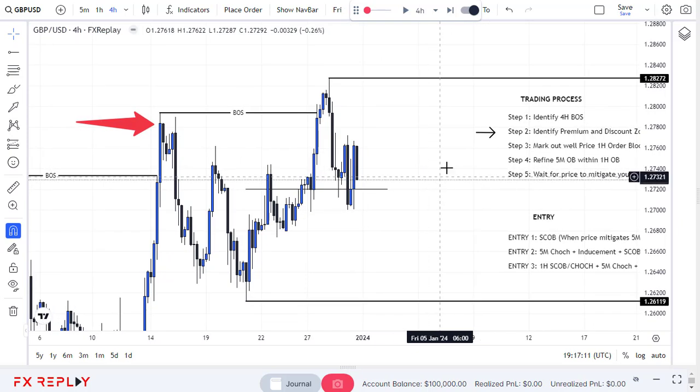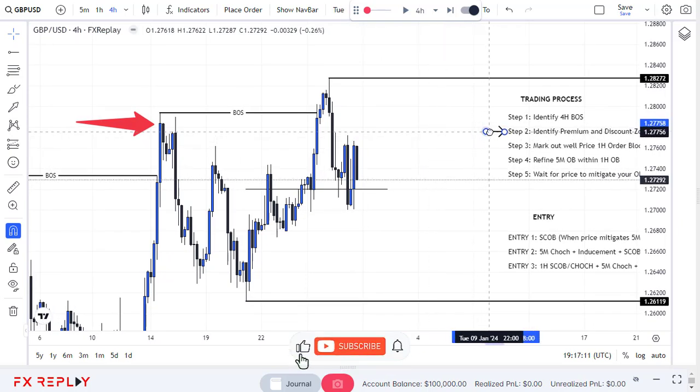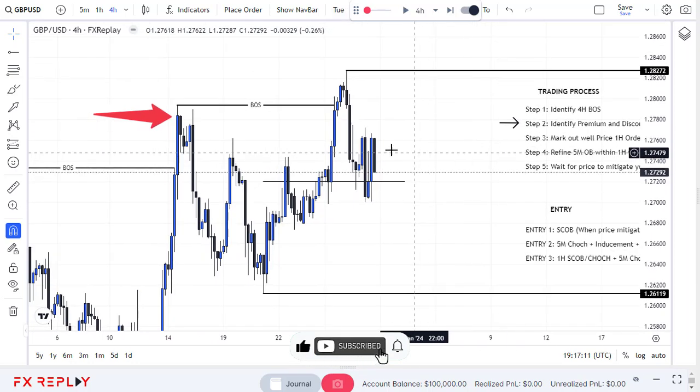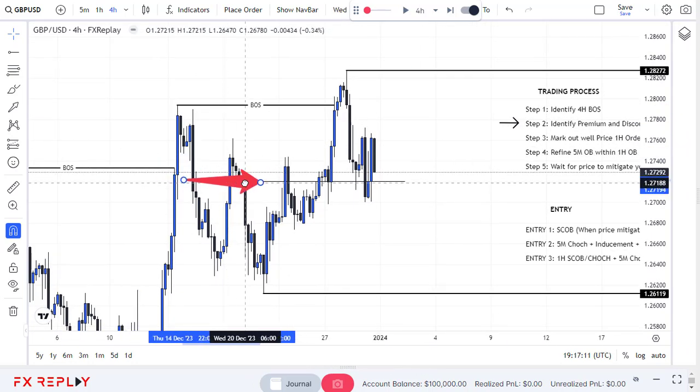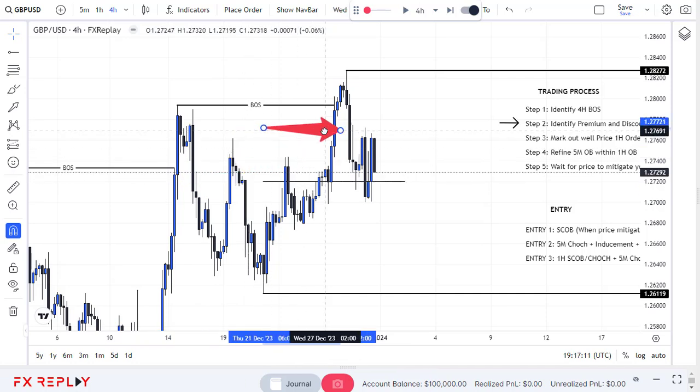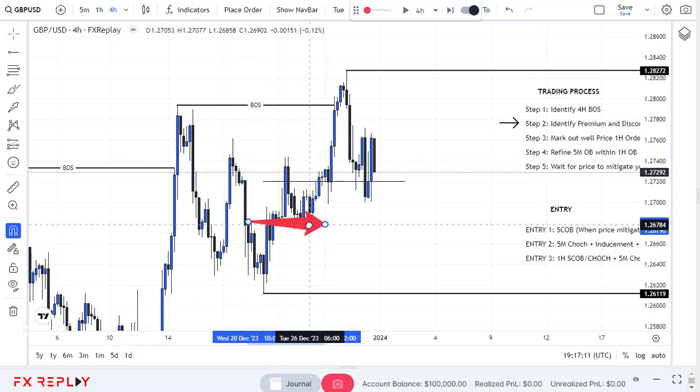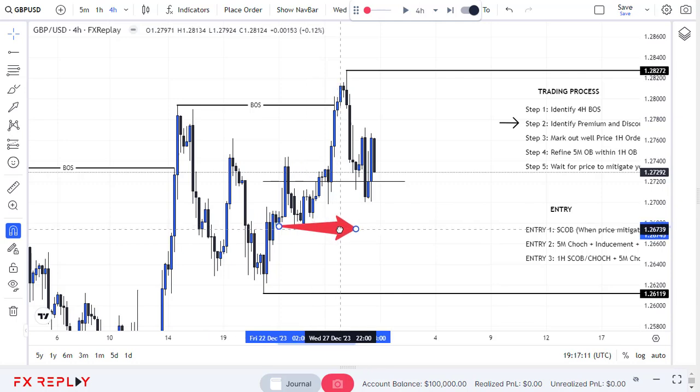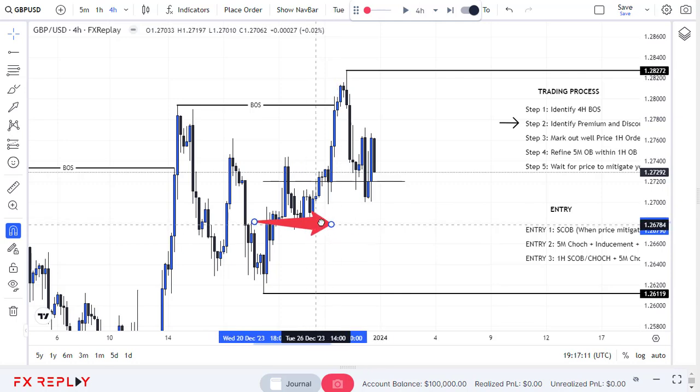Okay, now we've done step 2. Step 2 says identify premium and discount zone. Now this line is my equilibrium point. Above is the premium zone. This is where I want to sell from, and below this mark is my discount zone. This is where I want to buy from. I hope this is clear enough.